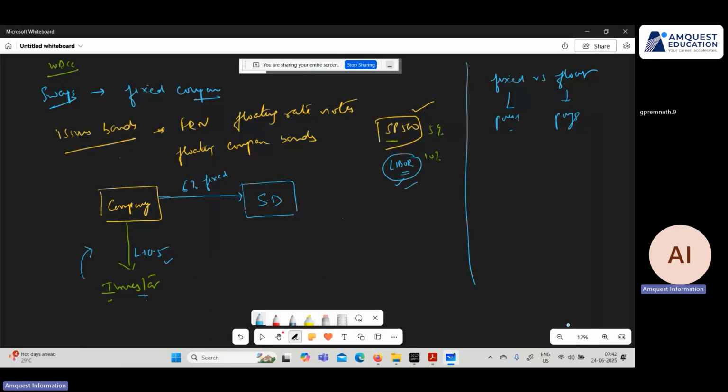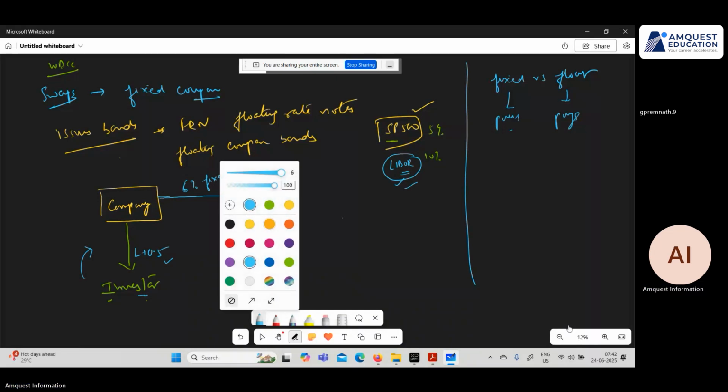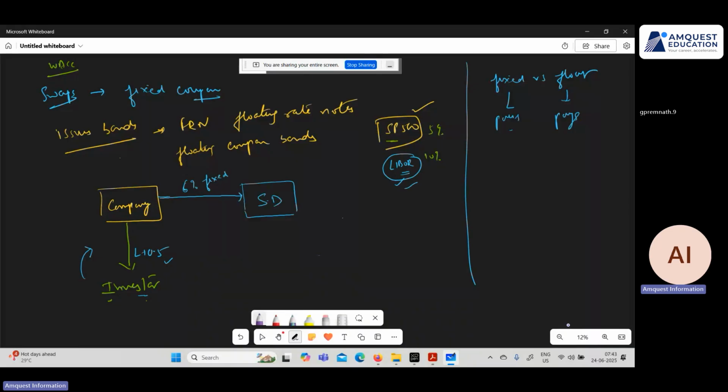Now the company has a deal with the swap dealer, and it says, I'll pay you 6% fixed, and in return, you pay me LIBOR. Now, obviously, you can imagine that the swap dealer would not pay LIBOR, but let's say LIBOR minus 0.25. Obviously, he will have to keep some spread with himself. Otherwise, why would he pay LIBOR directly?